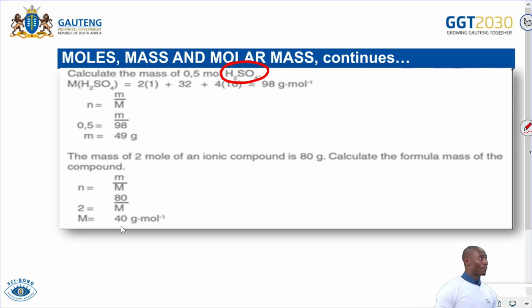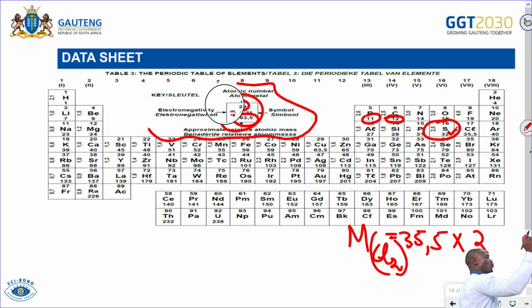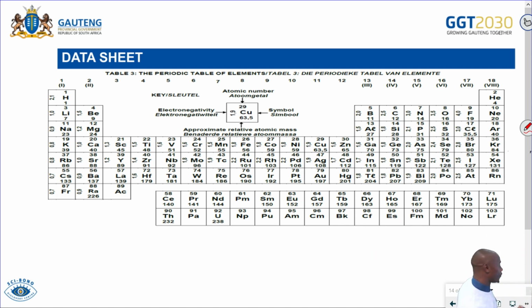So let's calculate the molar mass of it. How many hydrogen atoms are we having there? There are 2. And what is the relative atomic mass of hydrogen? Go straight to your periodic table. The relative atomic mass of hydrogen is 1. There's hydrogen there, there's sulfur, there's oxygen. For sulfur, it's 32. For oxygen, it's 16.